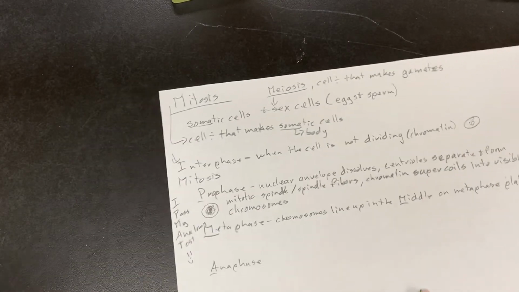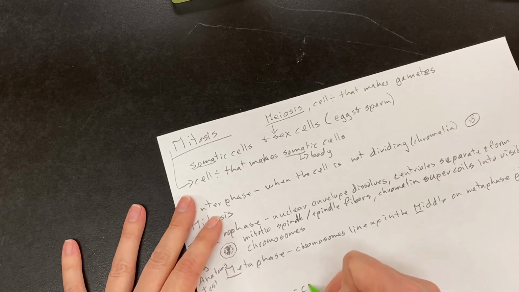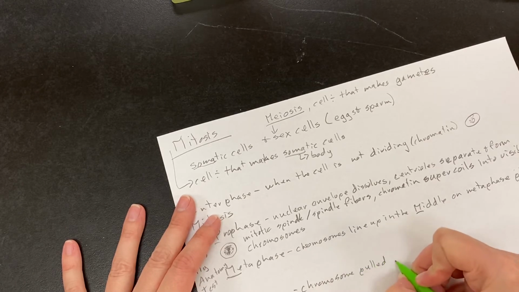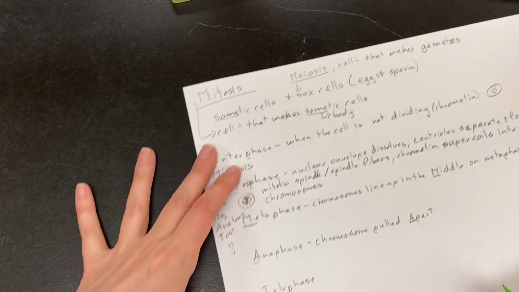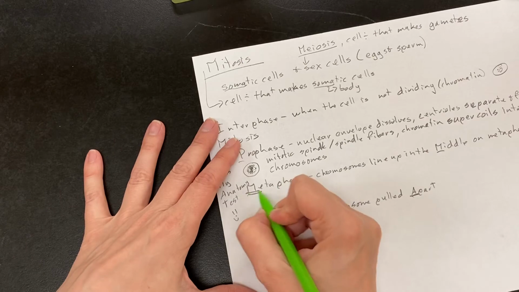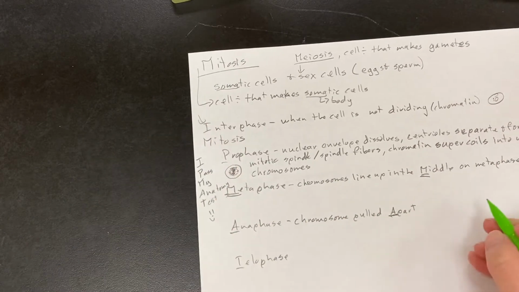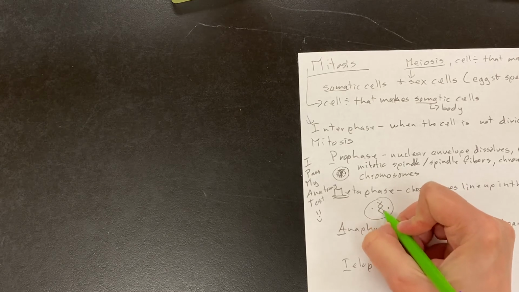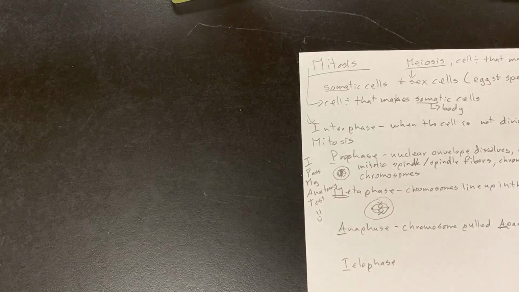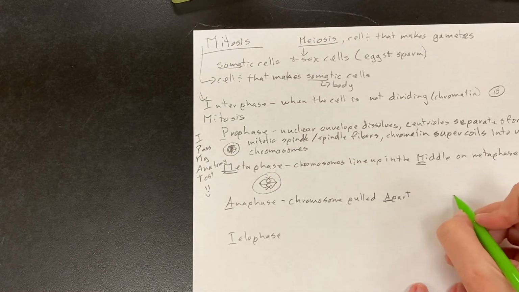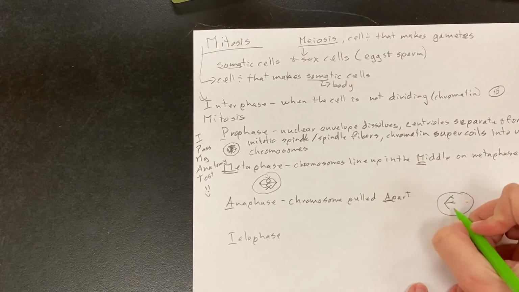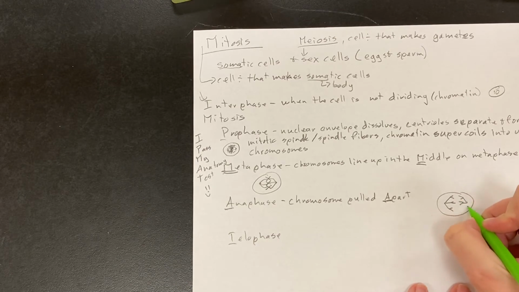Okay. And then anaphase, the chromosomes are being pulled apart. Anaphase, apart, metaphase, middle. Get it? Okay. So, oh, we didn't have a picture here. Chromosomes are lined up in the middle. And what happens here is each chromosome is attached to the centriole by a spindle fiber. Okay. So then in anaphase, the spindle fibers shorten, and that pulls the chromosomes apart.